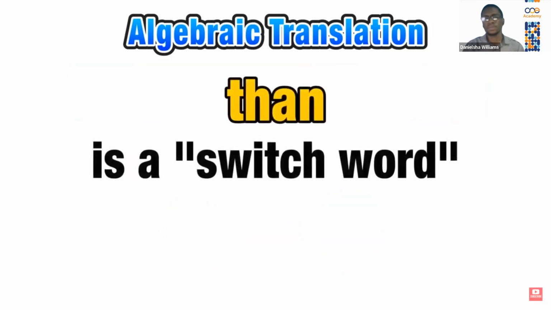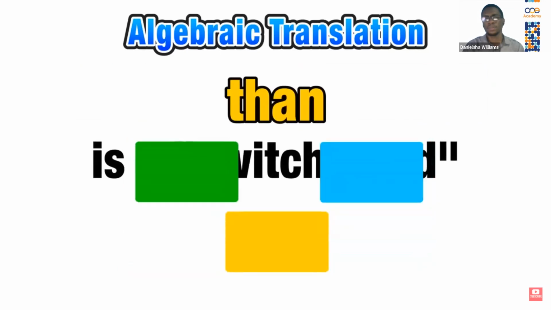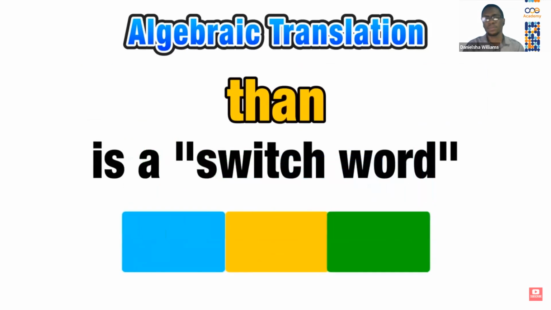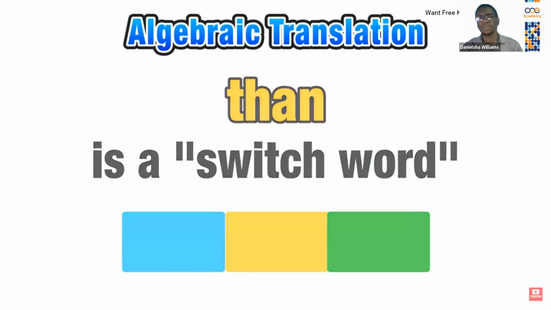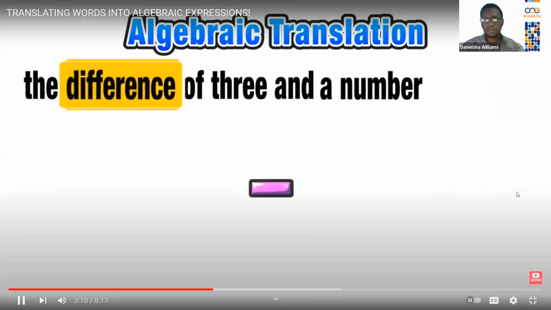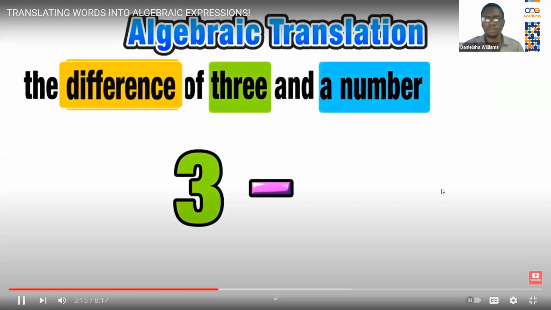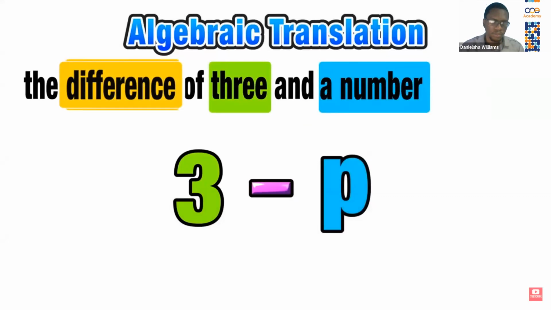Now, this is the case when we see the word than. And we're going to say that than is a switch word, which means that the operator stays in the middle, but the order of the first term and the last term is switched. So the way that it's written, the actual expression will be in reverse order. Cool. Moving on now, if we had the phrase the difference of 3 and a number, we could easily translate this. Difference is subtraction, and we have 3 minus some number, we'll call it p. So 3 minus p would represent this phrase.